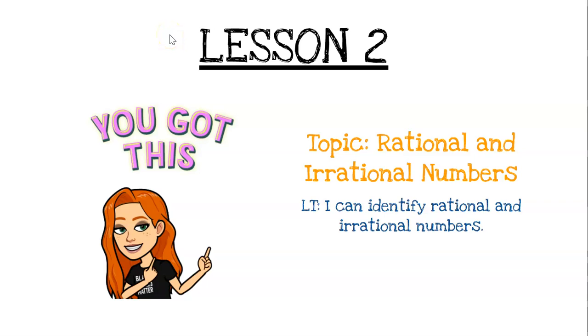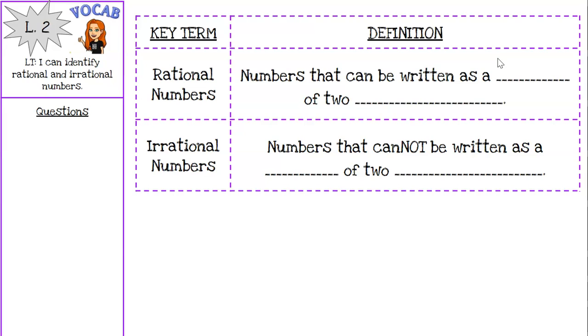Lesson 2, topic: rational and irrational numbers. Learning target: I can identify rational and irrational numbers. Vocab: rational numbers are numbers that can be written as a ratio of two integers.